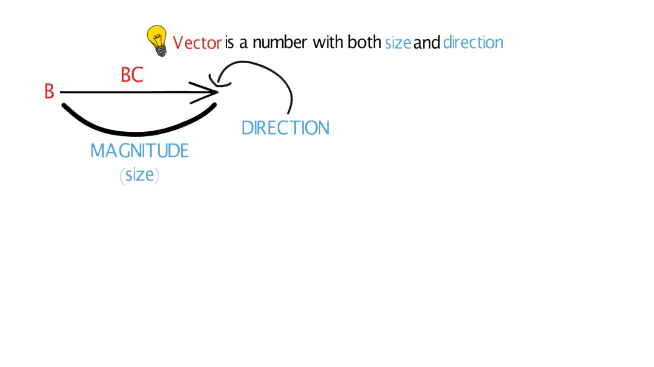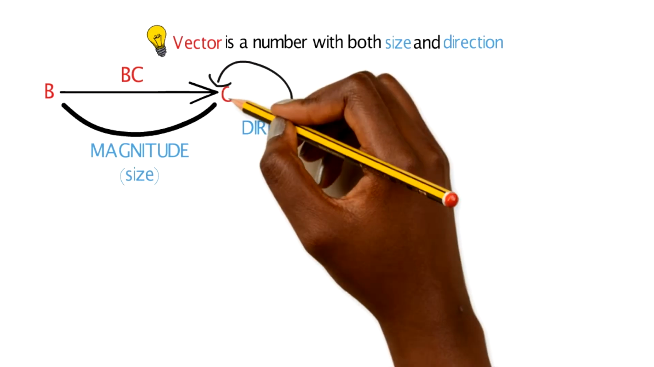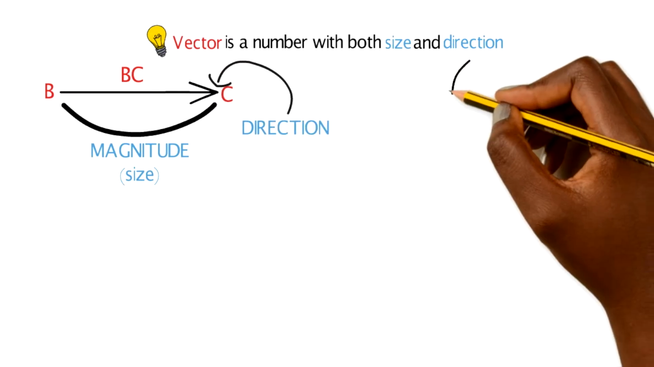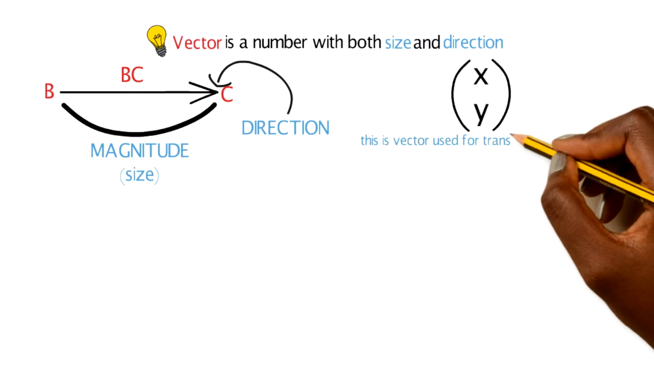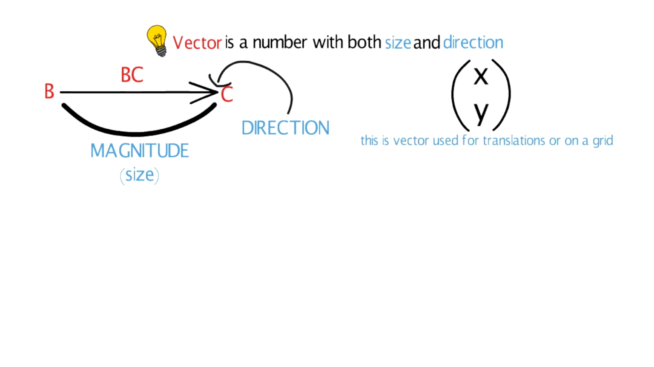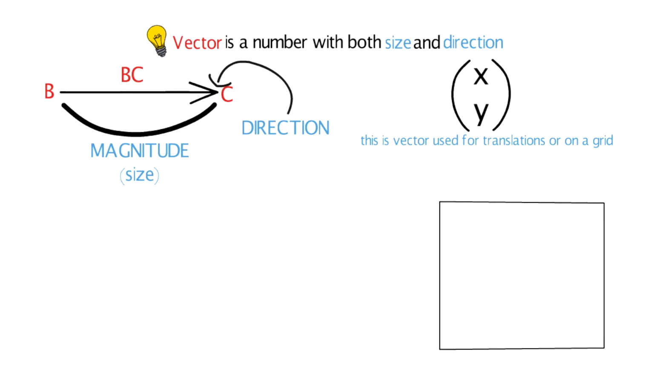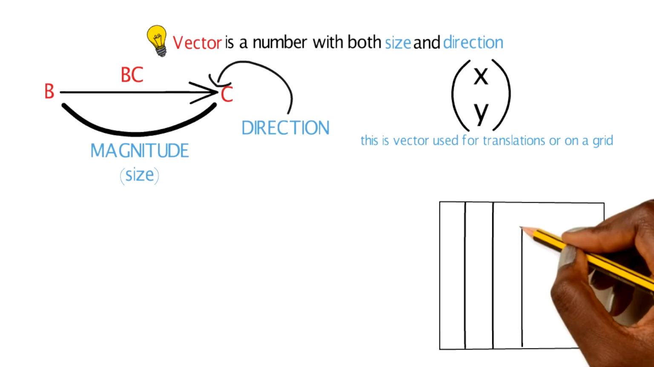So for instance, if we're going from B to C, or if it's called BC, then it's from B to C. And this is another way of writing vectors. You may see it in this bracket formation where the X value is on the top and the Y value is on the bottom. This is the vector that we use for translations or on a grid. For translations, I do have a video in the link below. They're a type of transformation, to refresh your memory on those.